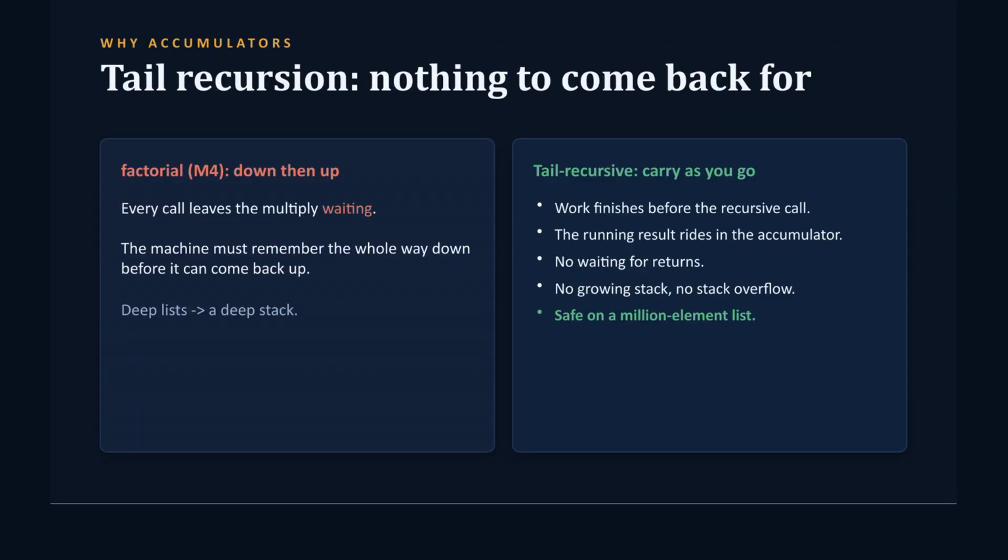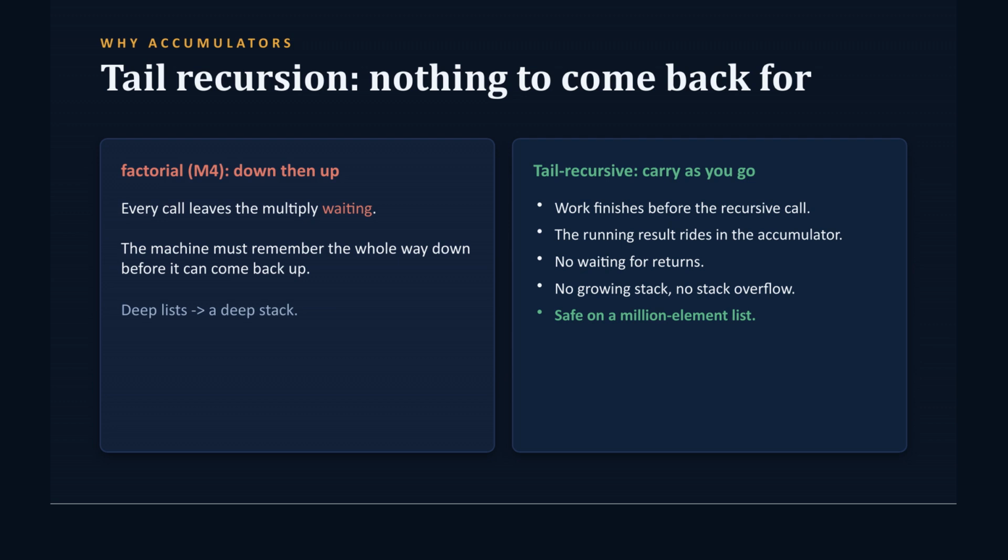That accumulator idea has a name, tail recursion. Compare it with factorial from Module 4. There, every call had unfinished work waiting, the multiply on the way back, so the machine had to remember the whole way down before it could come back up. A tail recursive predicate finishes its work before the recursive call, carrying the running result along in the accumulator. There is nothing to come back for.